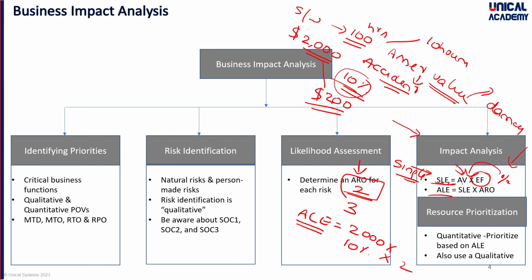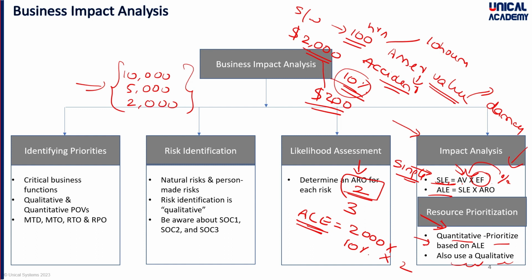Based on that, an appropriate call should be taken on how it should be prioritized. What are the resources that need to be prioritized? If one ALE is really costing $10,000, maybe another costing $5,000, maybe another costing $2,000. Based on the ALE, the BCP team should quantitatively prioritize on what to consider, and at the same time, qualitative prioritization.